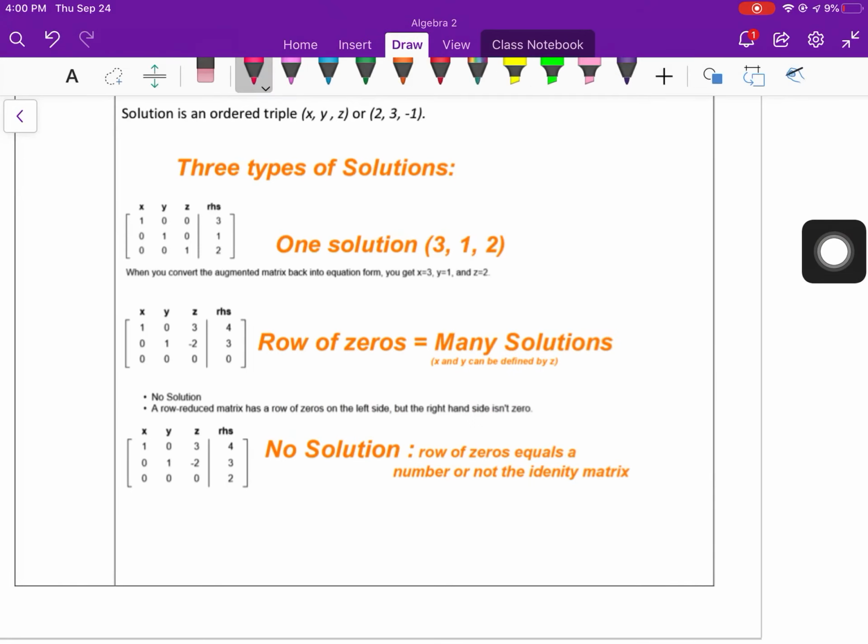If you have a row of zeros at the bottom, and usually you have some extra numbers in the last column there, that means many solutions. So that means x and y can be defined by z. So you can have multiple solutions here.